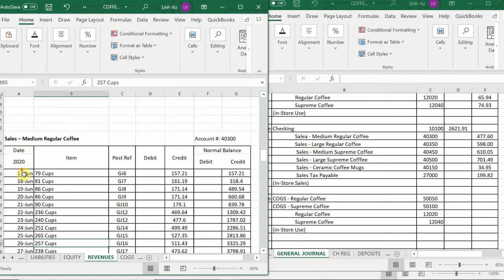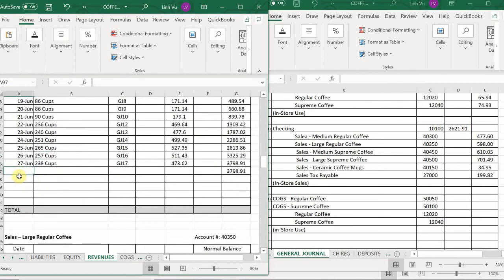And right there will be the 477.60. Okay, so hold on, let me type that in there. So 28. How many cups did we sell in total? We sold 240 cups. General Journal 18. The amount is 477.60. Plus the previous balance, that comes to 4276.51. Okay, excellent. Good.